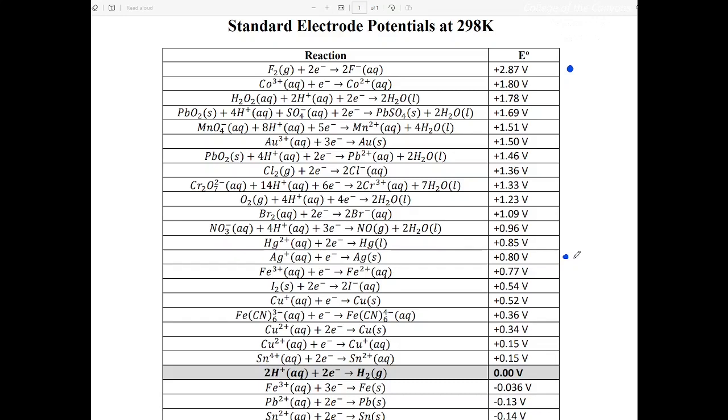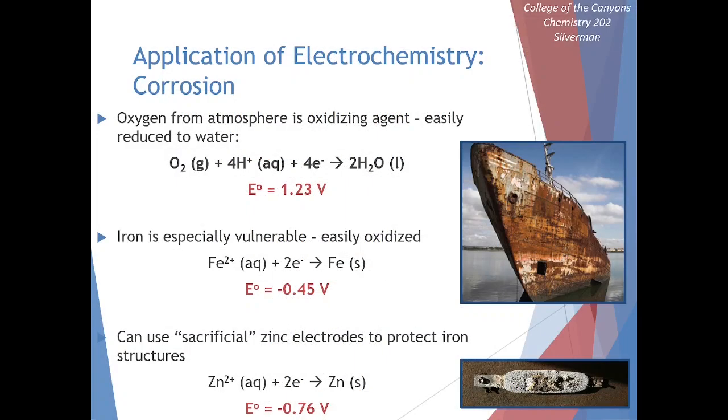If this pattern is going to be true, when we have a reduction reaction that's high on our chart, it's going to be more likely to be spontaneous. Fluorine gas can oxidize anything underneath it. Getting back to our example of corrosion, oxygen has this high reduction potential, and most metals underneath it are going to be oxidized by oxygen out in the world.